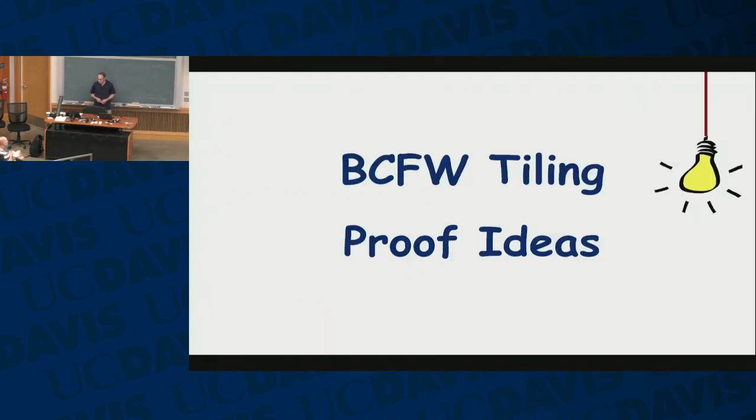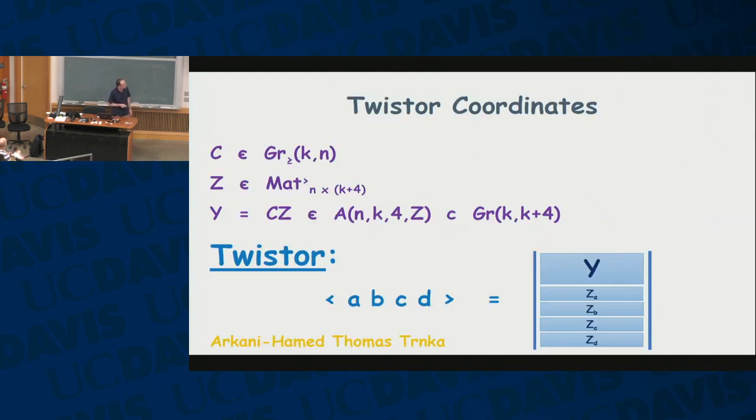Okay, now in the remaining time, maybe let me sketch some proof ideas. The proof relies on several things. One of them is twistor coordinates. So let me remind you the notation. C is a point in the Grassmannian. Z is our fixed positive matrix.